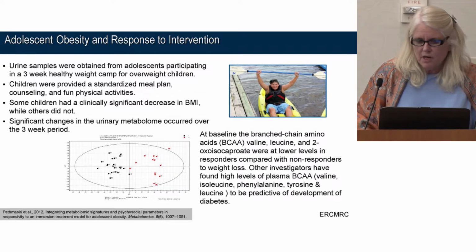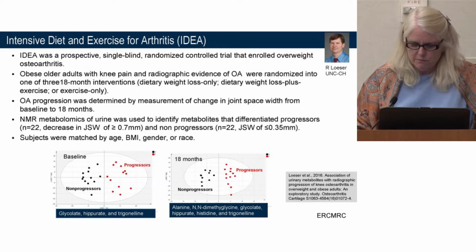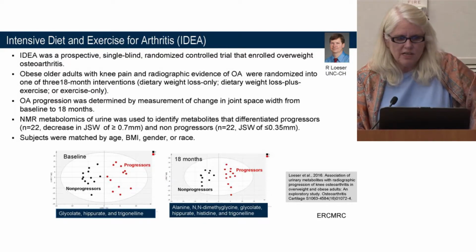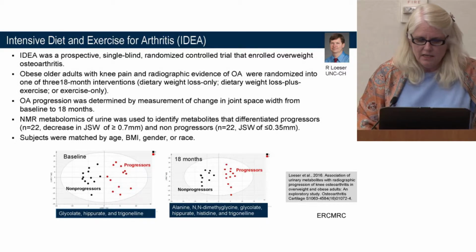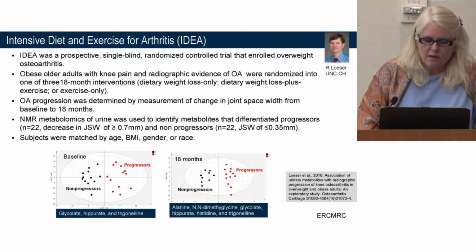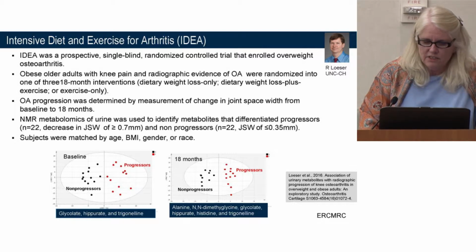We've also done some work with David Lozier at UNC Chapel Hill on diet and exercise programs. This one happened to be a diet and exercise program from the IDEA study, and it was looking at osteoarthritis. And in that case also, we were able to see baseline levels of glycolate, hippurate, and trigonelline that were different in subjects who progressed or did not progress in the score of osteoarthritis. Again, clinically relevant in helping guide intervention studies.